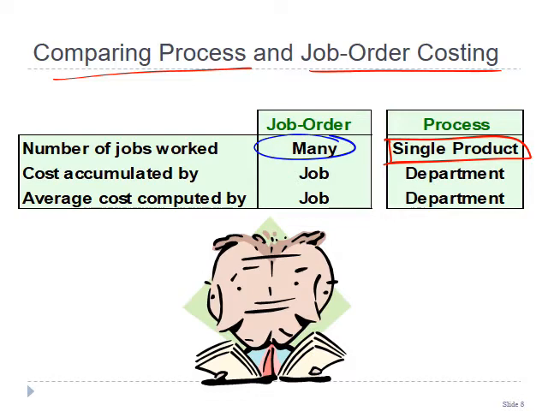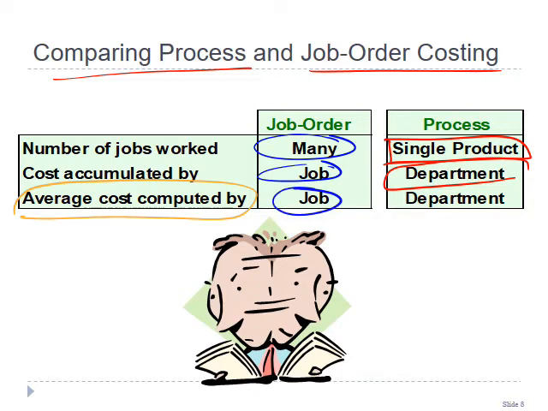With job order costing, costs are accumulated by individual jobs, whereas with the process costing, costs are accumulated by department. The last one is, with the job order costing, average unit costs are computed by the job, whereas with the process costing, the average unit costs are computed for a particular operation by the department.